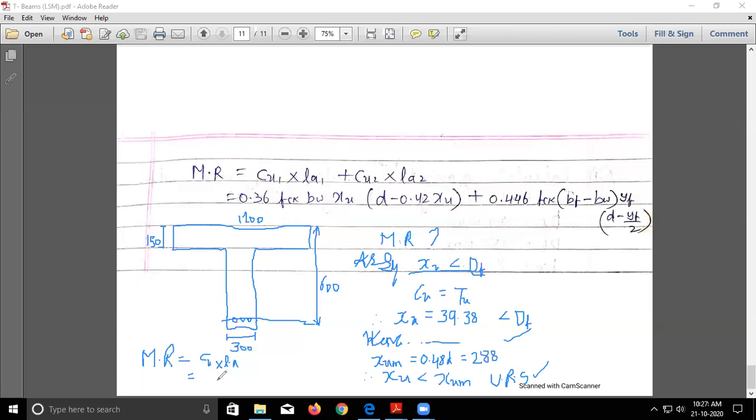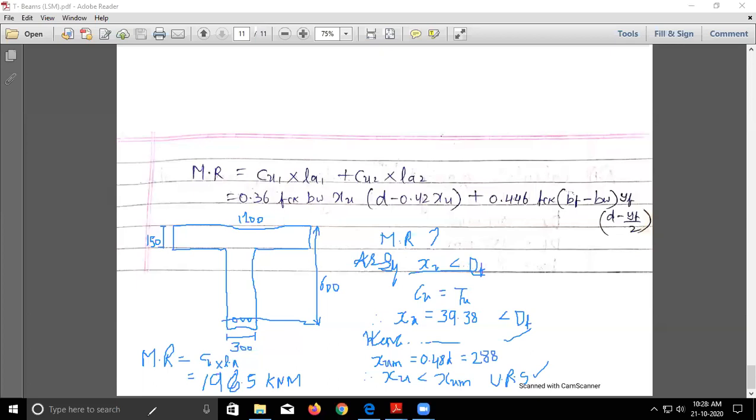Yes, anyone got the value of MR? Okay, Rohit, 198.51. Okay, fine. So MR is 198.5. So that is the final value of the MR. Yes, I hope everyone got the answer. Is this clear, everyone?